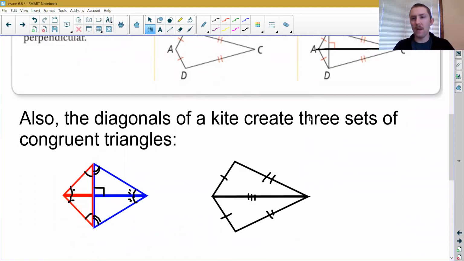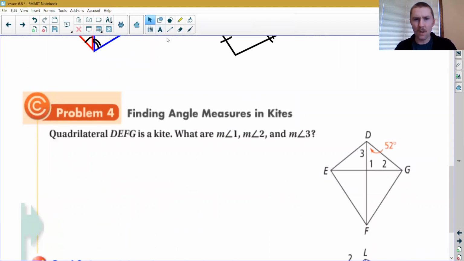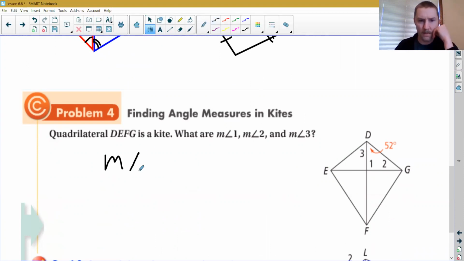Using all of this information about congruent triangles and perpendicular diagonals, we're going to be asked to find measures of angles. In this particular picture, we're asked to find 3 angle measures: angle 1, 2, and 3. If I start with the measure of angle 1, that should be the easiest one, because I want you to recognize where angle 1 is in the picture. It's at the meeting point of the diagonals. We know this is a kite, so what do we know about the diagonals? They have to meet at a 90-degree angle.